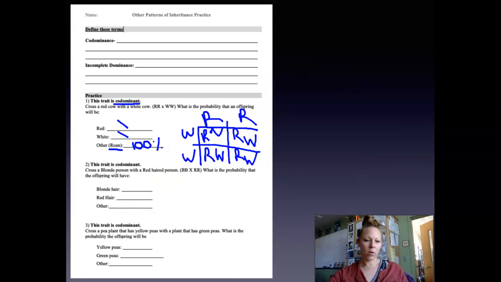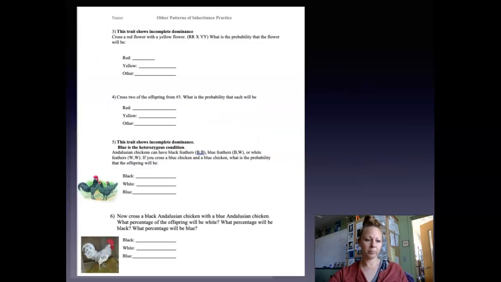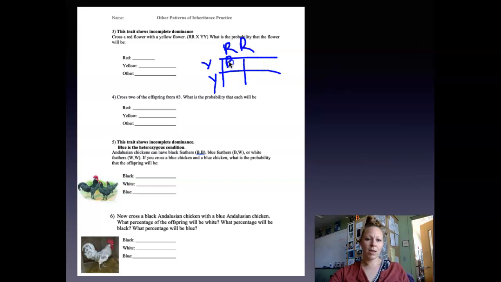Now let's go to our incomplete dominance. Oh, I need to turn off my pen. Here we go. Incomplete dominance is pretty much the same, except that it's not going to be red and white. It would be pink. Remember that the trait comes together. So if we cross a red flower with a yellow flower, we're going to do the same thing. We have a red flower and a yellow flower. If we cross this, we have red and yellow, red and yellow, red and yellow, red and yellow.